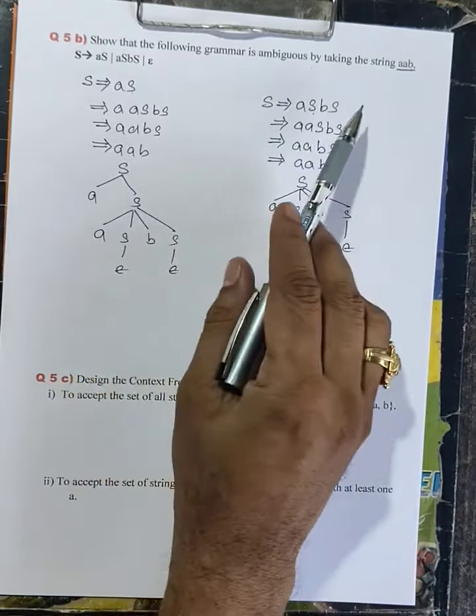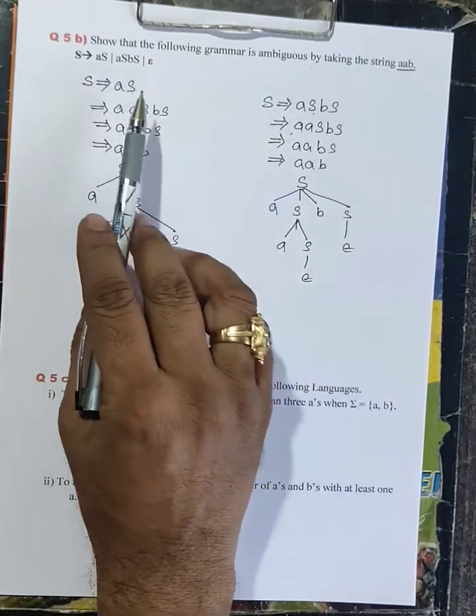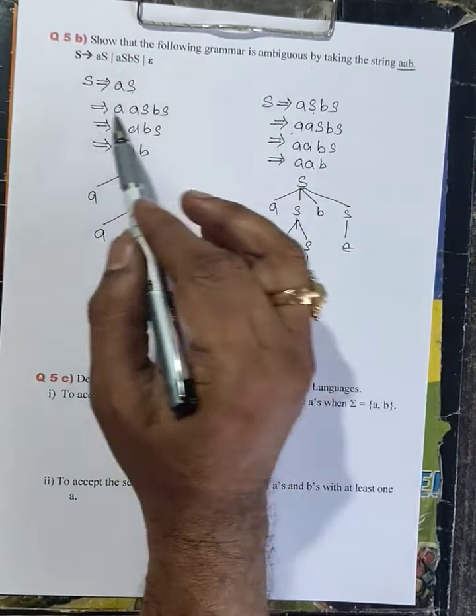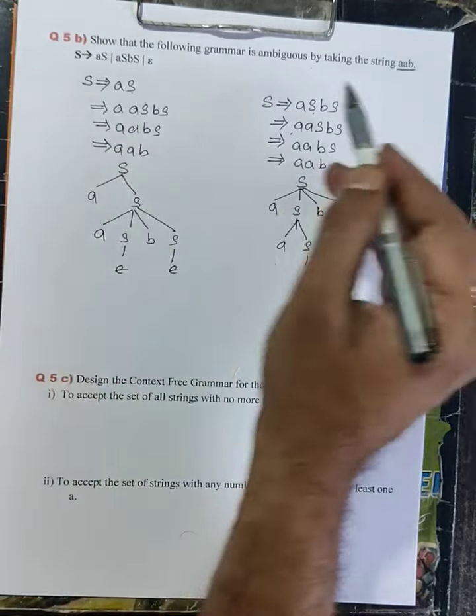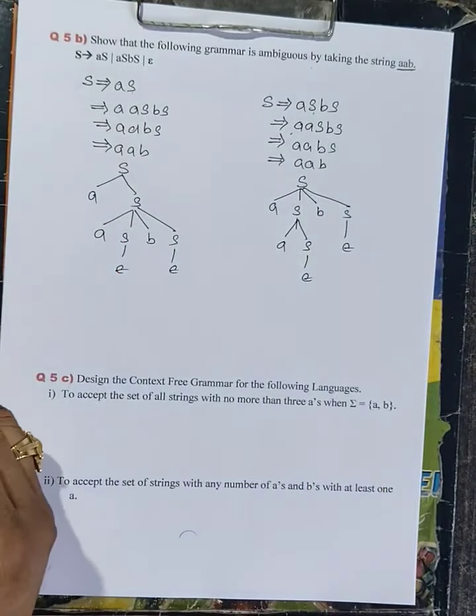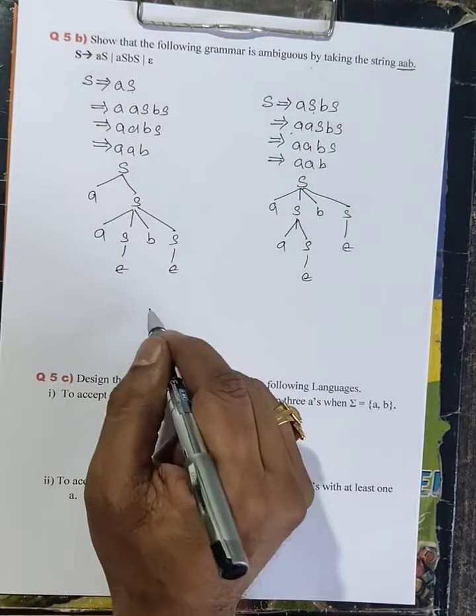By applying two different derivations for the same string, if you got two different trees, means this grammar is ambiguous.